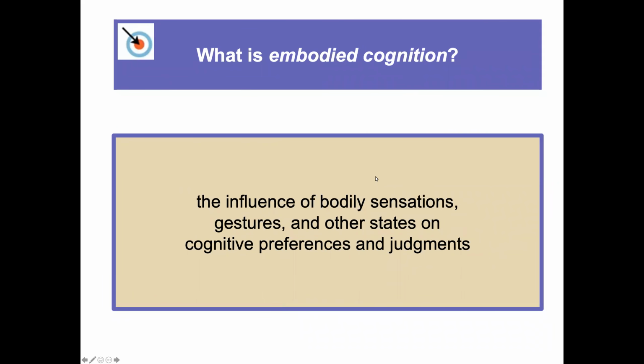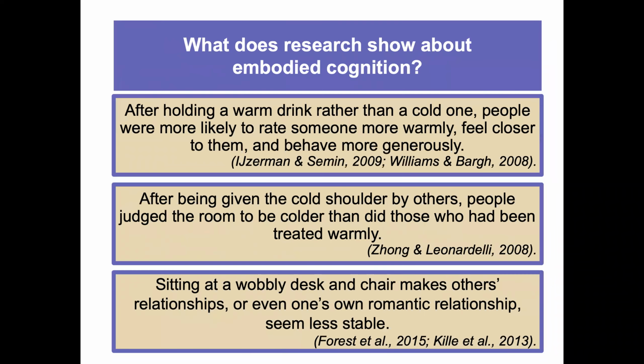So embodied cognition is the influence of bodily sensations, gestures, and other states on cognitive preferences and judgments. There's a little bit of research on embodied cognition, and we're going to go over a few of the findings. After holding a warm drink rather than a cold one, people are more likely to rate someone more warmly, feel closer to them, and behave more generously.